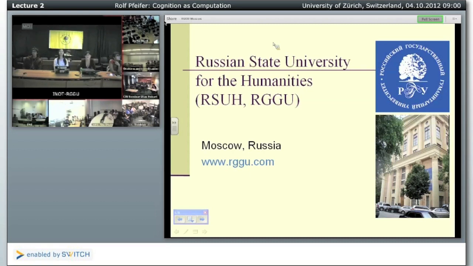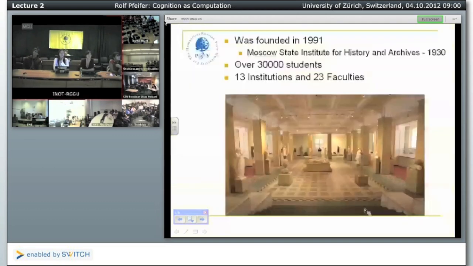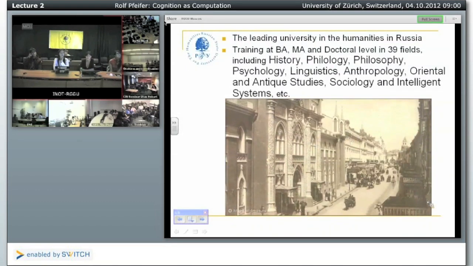And first, we'd like to introduce our university. We are Russian State University for the Humanities, and we are located in Moscow, Russia. And we are the leading university in the humanities in Russia. So we are quite big. We've got over 30,000 students. And we've got a big variety of departments and institutions here, from history, philology, psychology, to artificial intelligence and intelligent systems.